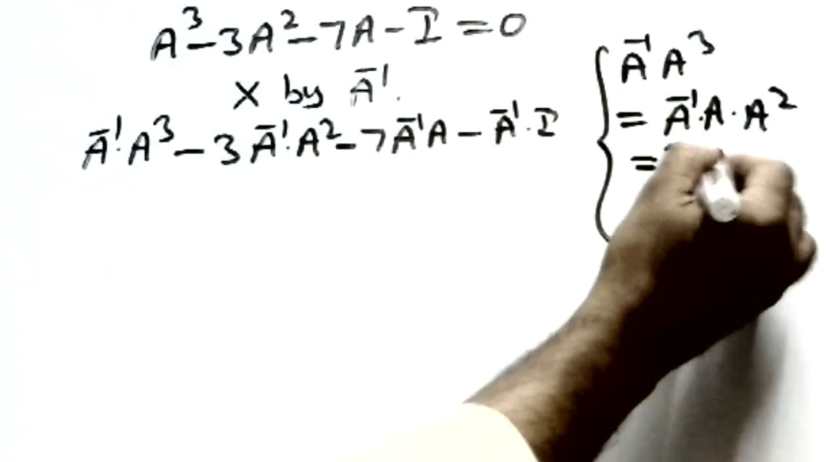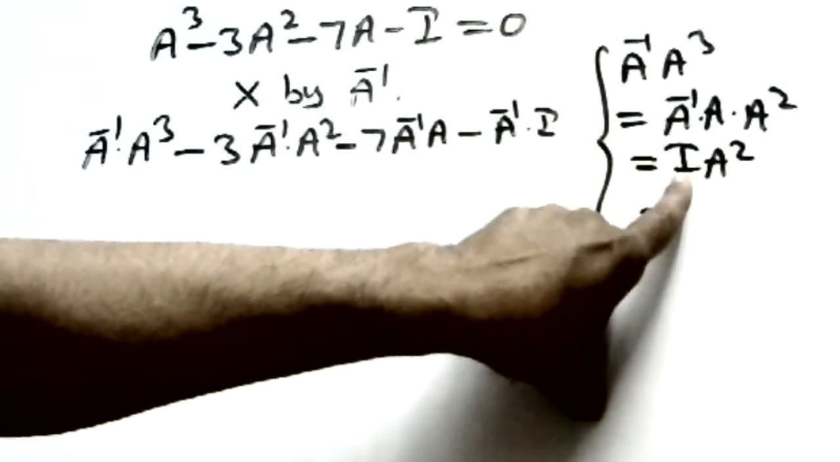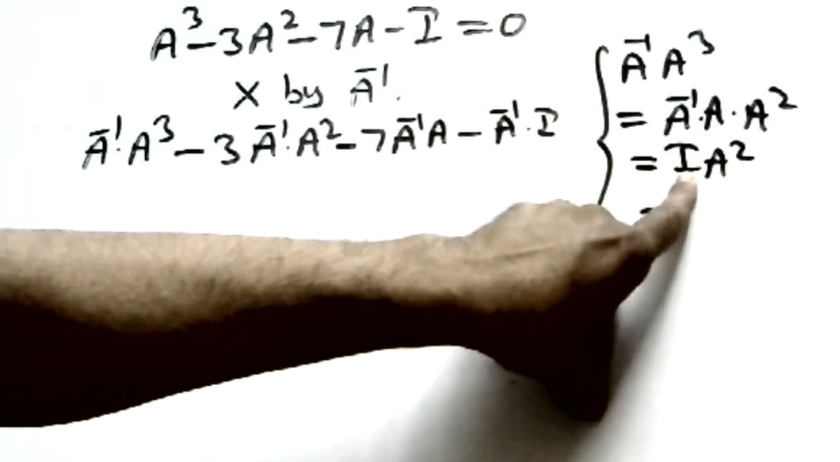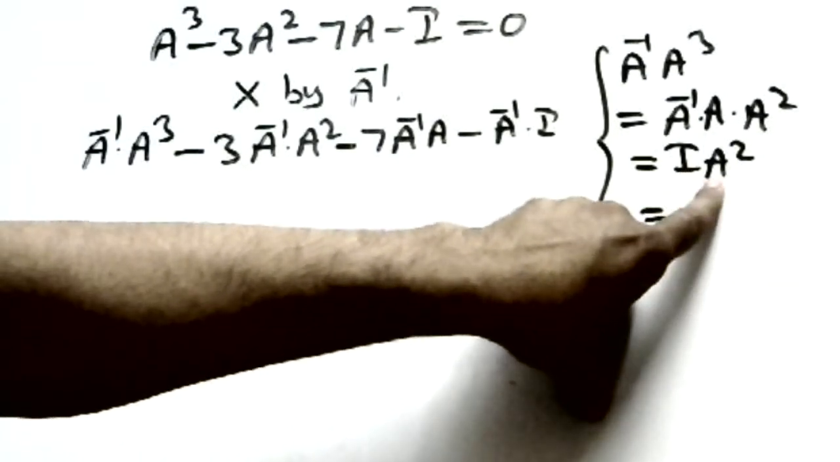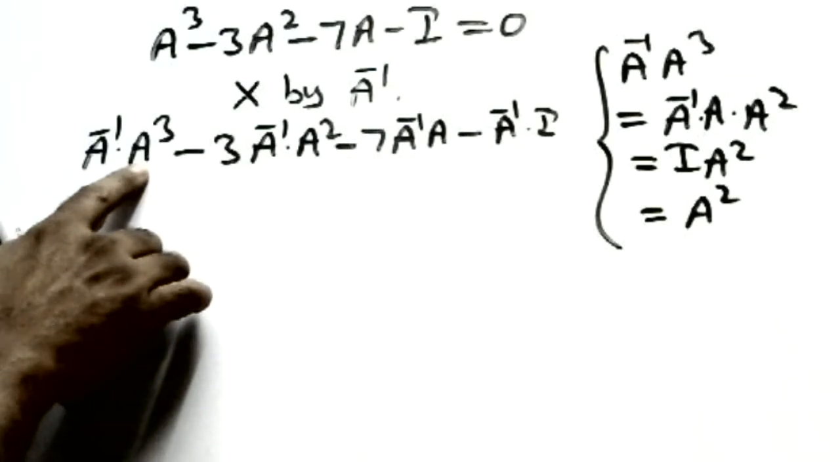I explained A inverse into A will be I. So I into A square: if you multiply with I, you will get the same matrix. This is the identity matrix under multiplication. So I into A square is the same as 1 into 5 is 5, same as A. I into A square is A square. Whenever we multiply with I, we'll get the same matrix.